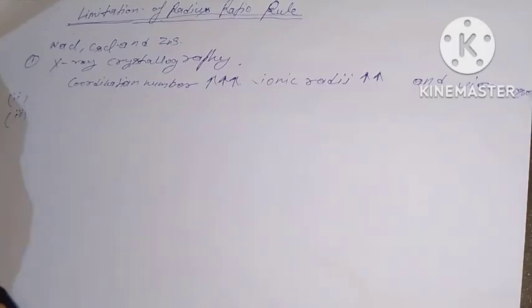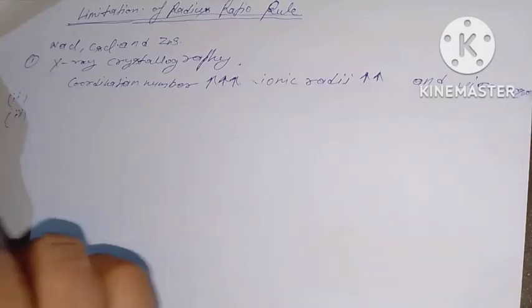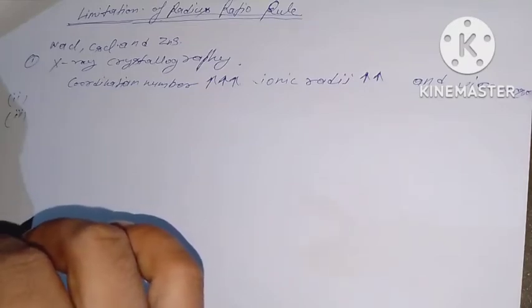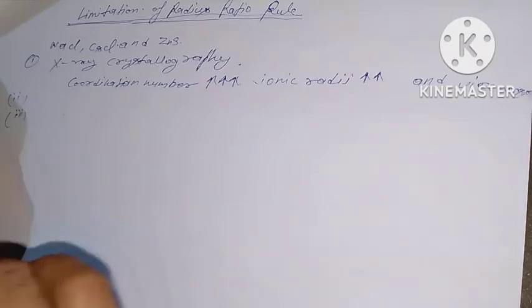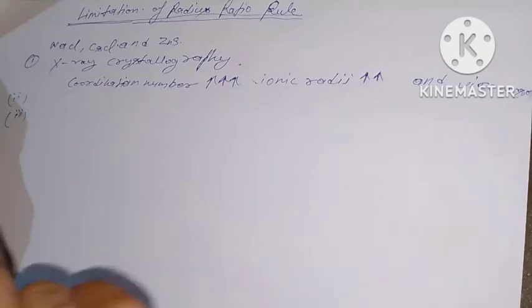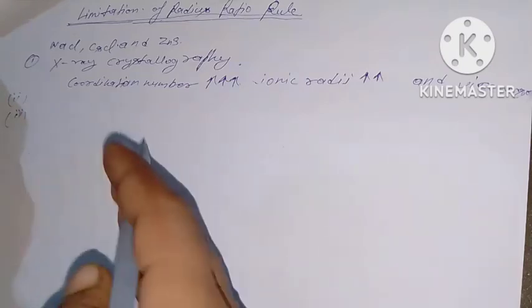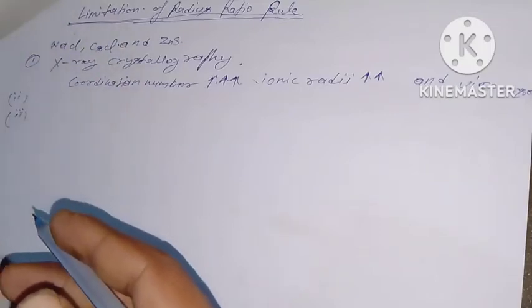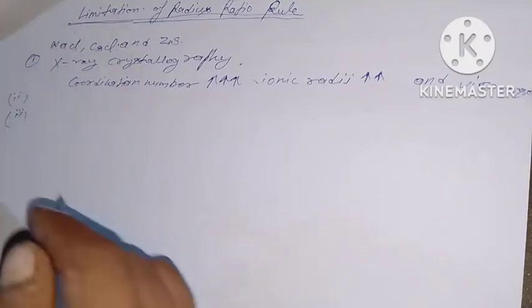Third point. Some compounds may exist in more than one modification with a different coordination number due to anion repulsion. The internuclear distance would be different.